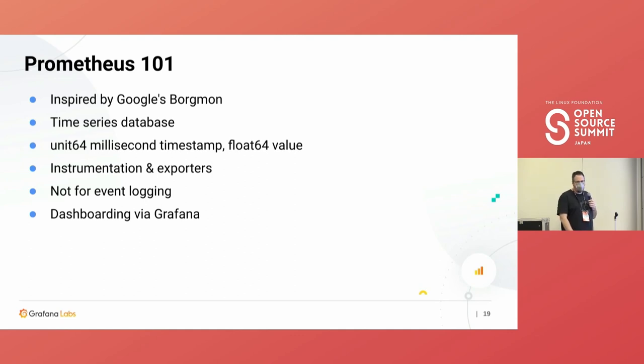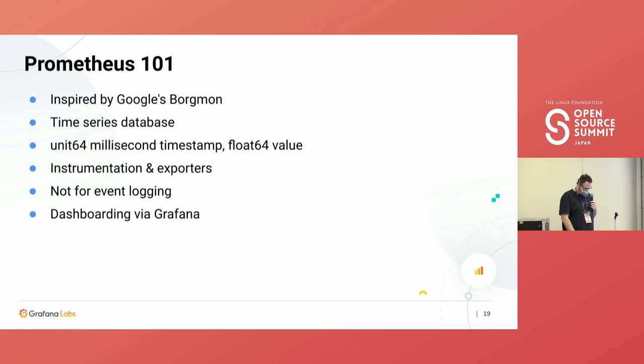Prometheus is a monitoring system. It's metrics-based, and again, building on what Google did, it is heavily inspired by Google's BorgMon, which is part of what allowed Google to grow in their early years. Without this, Google would not be as large. Prometheus is an open source re-implementation of BorgMon. We'll see a little bit about this later.